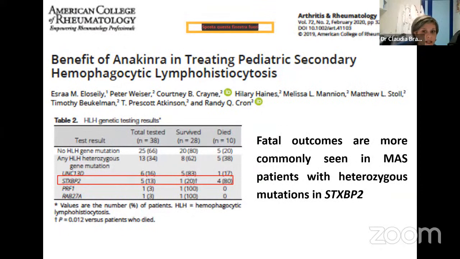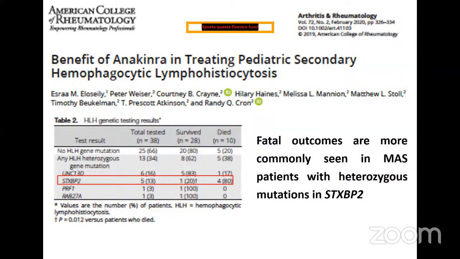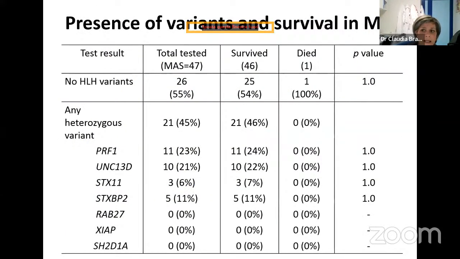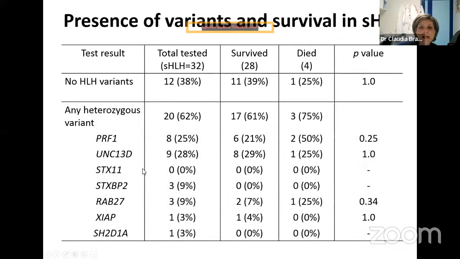Moreover, looking at the data that the group of Randy Cron reported in patients with secondary HLH, they demonstrated that patients with variants in syntaxin binding protein had fatal outcomes, and we looked at the variants also in our patients. Actually, we did not find any correlation between the presence of variants and survival in the MAS group, because as you can see, the only patient who died didn't carry any variants. And the same was true for secondary HLH. We did not find any significant correlation between the variants and the survival.